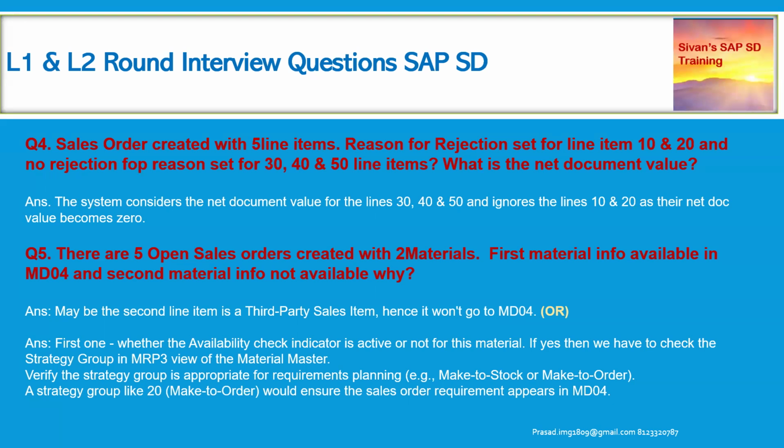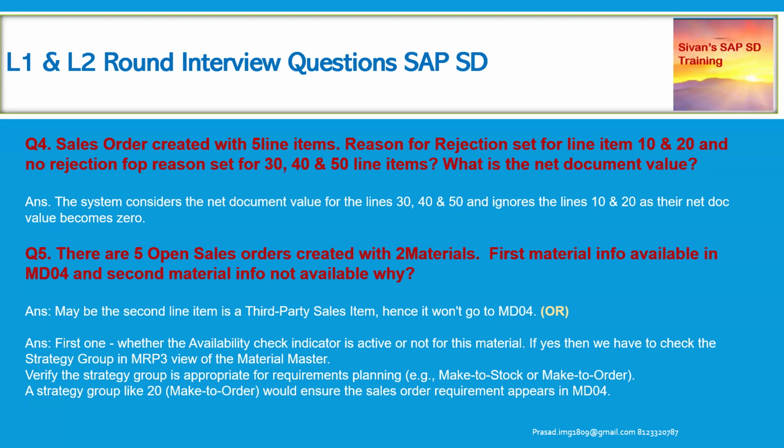Yes, there are a few other possibilities. The first one, we need to check whether the availability check indicator is active or not for this particular material. If yes, then we have to check the strategy group in the MRP3 view of the material master, whether it is make to order or not. If it is make to stock, then automatically it will be transferred to MRP, that is materials requirement planning, which we can see in MD04. If it is make to order, then also it is available. With strategy group 20, make to order would ensure the sales order requirement appears in MD04.